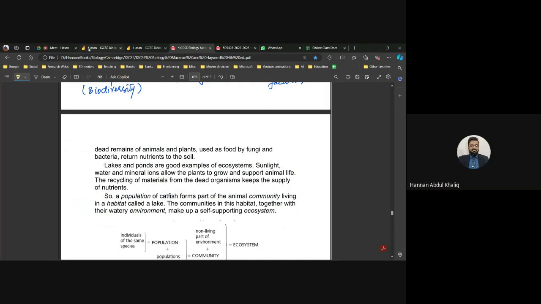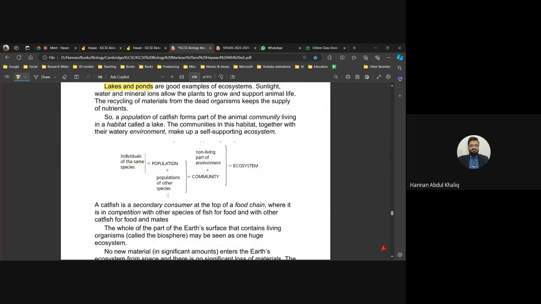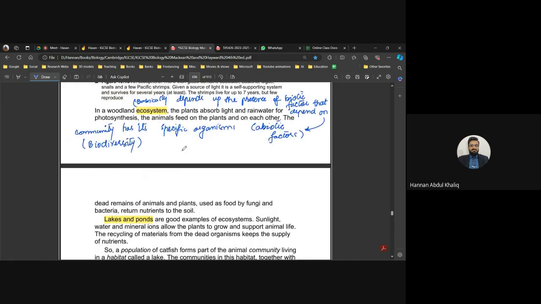Is it understood? Okay, next is lakes and ponds. They are separate ecosystems. So you can see the formula that I have been telling you. Individuals of the same species are a population. Population plus other population is community. Community plus non-living part equals ecosystem. This has been explained already above here.